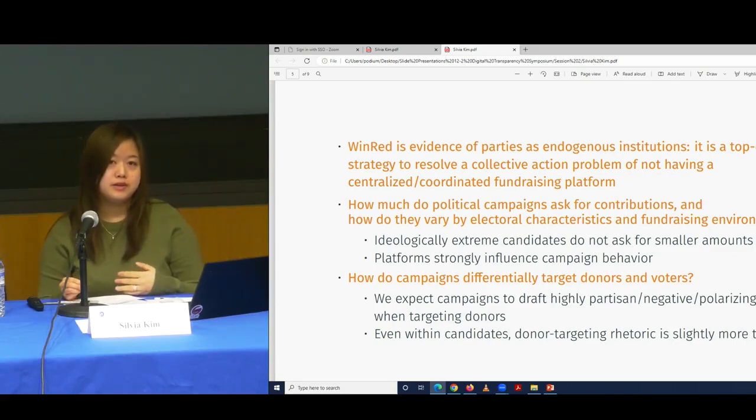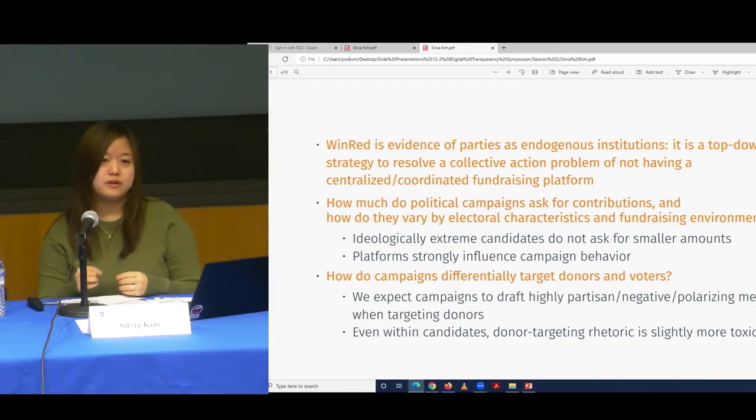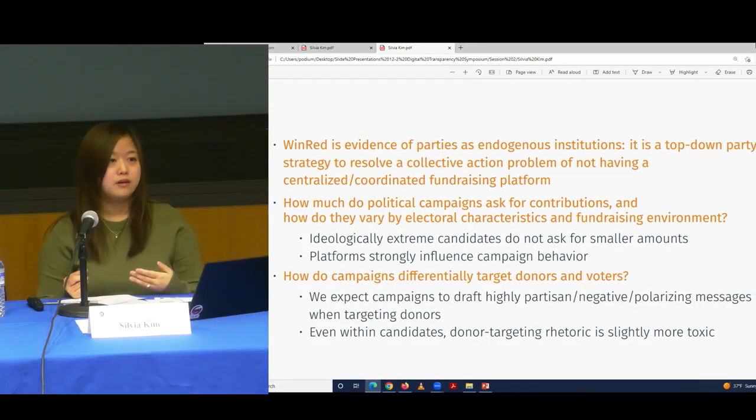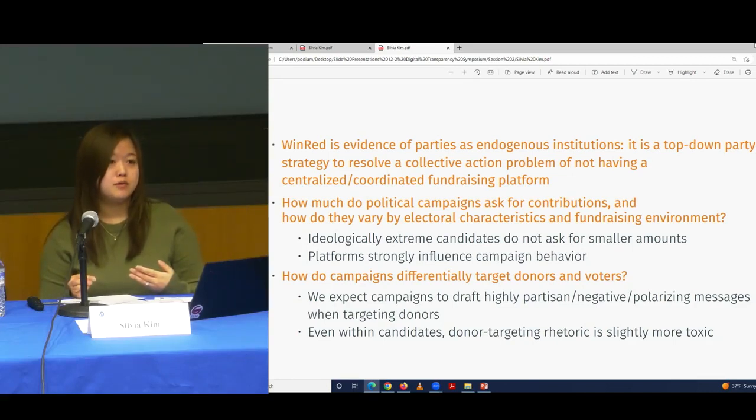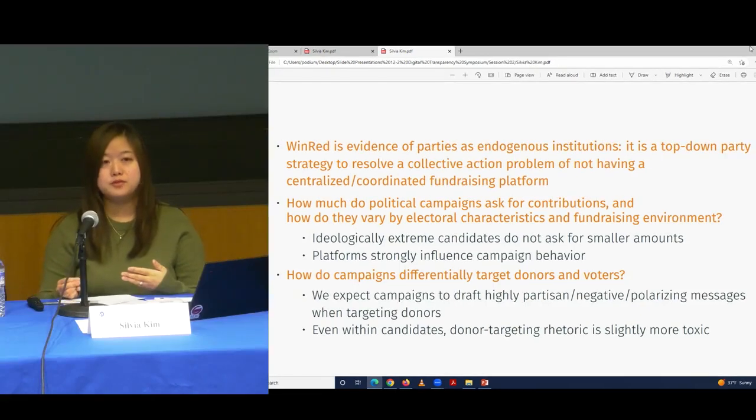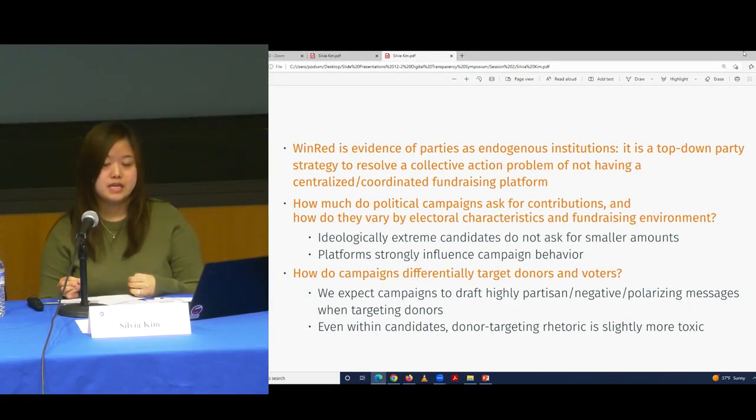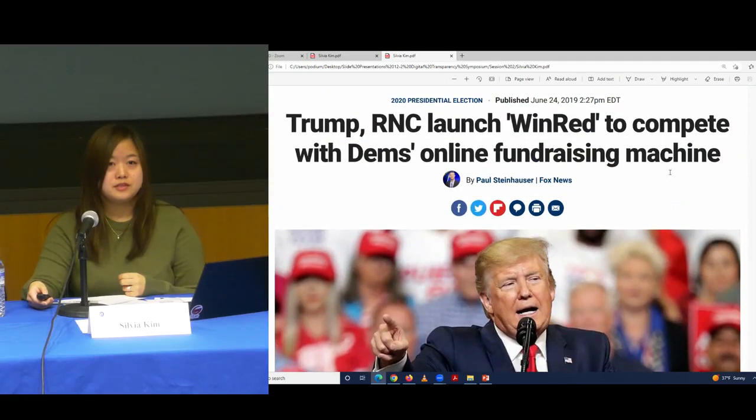And I also say that how much political campaigns ask and try to solicit donations, although it is supposed to be tailored to their audience, is also strongly influenced by platforms. How platforms suggest, for example, how much to donate can significantly affect how campaigns end up behaving. I also work on persuasion rhetoric shown on the Facebook Ad Library, but I think there's been a lot of discussion already about that. So this is just a quick showcase of how this was a top-down strategy from the political elites, as opposed to the organic growth that was witnessed by ActBlue.